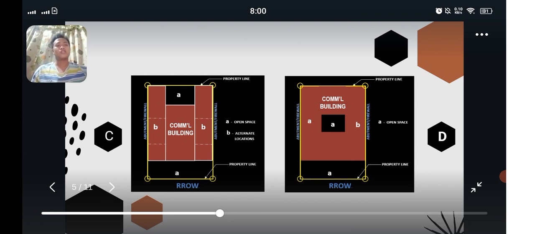Then next slides, you have letter C and D. So the letter C is the business building. In this illustration, it has setbacks in both the front and the back. So naka-setback siya in both front and back. So para mas madaling makapasok yung mga sasakyan doon.